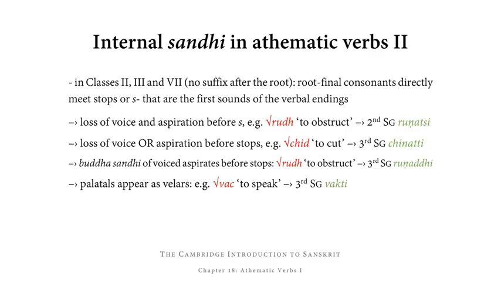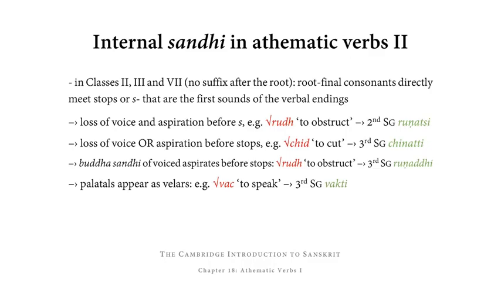Now, loss of voice or aspiration is possible before stops. So for example, chid, to cut, which is also class 7, so also adds na and n, has a third singular chinat-ti, where the d at the end of chid becomes voiceless in front of the t that begins the third person singular ending t. T is voiceless, and in front of this voiceless t, d also becomes voiceless, so chinat-ti.